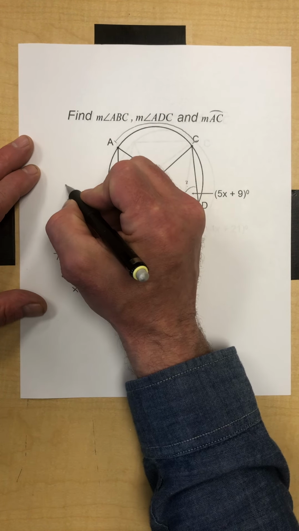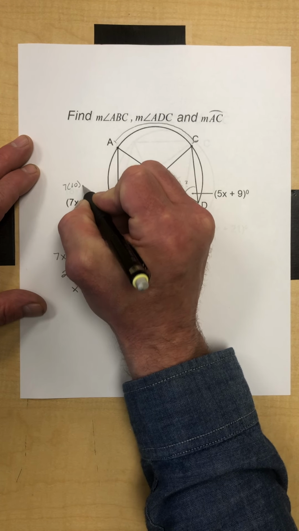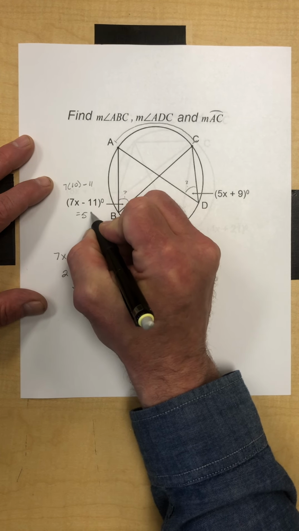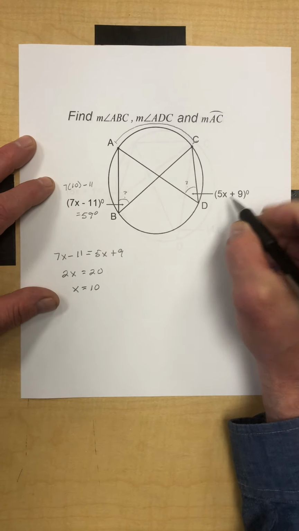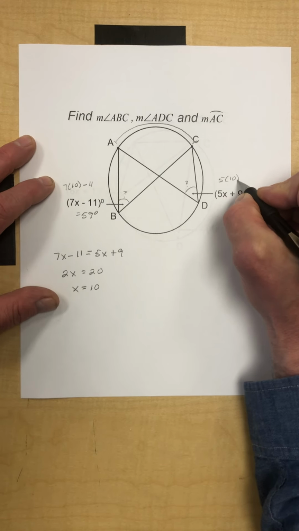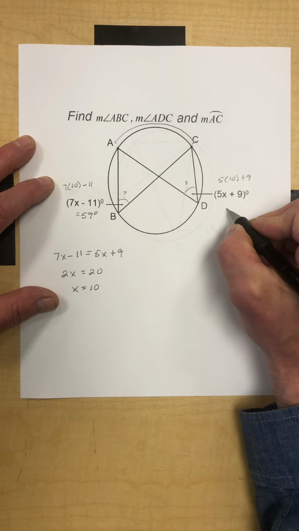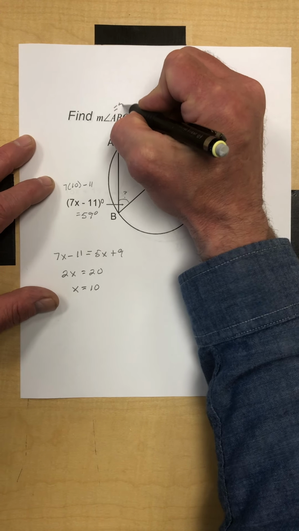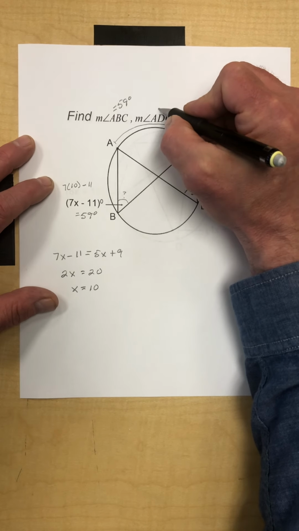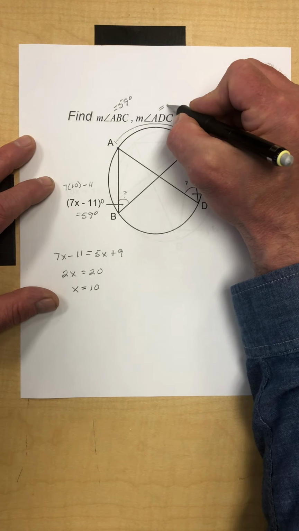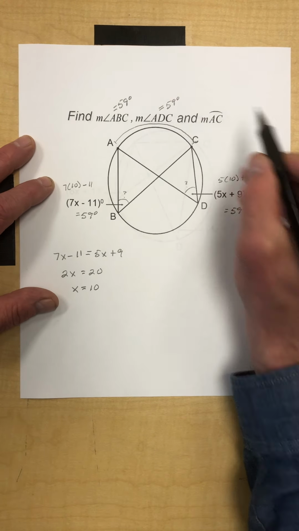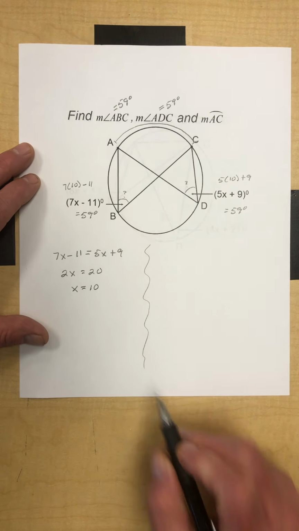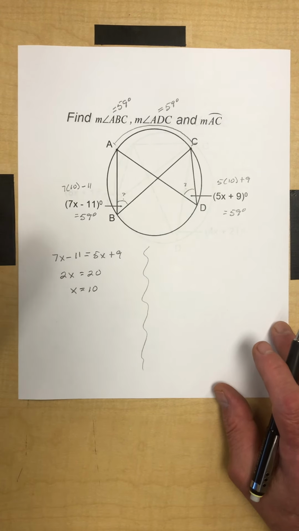So let's see, 7 times 10 minus 11, well, that'd be 70 minus 11, which gives us 59 degrees. And then 5 times 10 plus 9, well, that's 50 plus 9, so again, that's 59 degrees, which we expected. So we know the measure of angle ABC is 59 degrees. We know the measure of angle ADC is 59 degrees, but we still have to come up with the measure of arc AC. So this goes back to some things we were talking about yesterday and the day before.